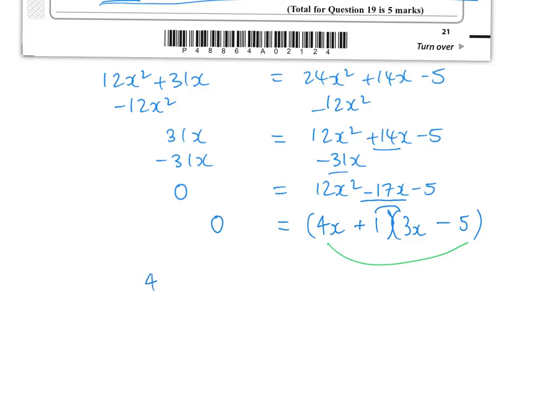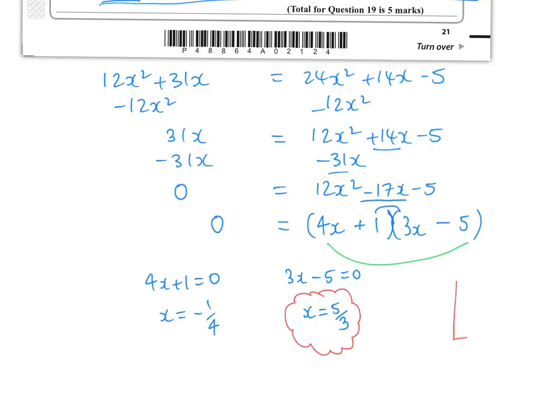So solving each bracket equal to 0, that's going to give us x is negative a quarter, and solving this one equal to 0 is going to give us x is 5/3. Now in the original question we had x was a length in one of the triangles, so I think it was x and 4x minus 1 when the angle was e. So we're going to choose the positive value, x equals 5/3, and ignore x equals negative a quarter.